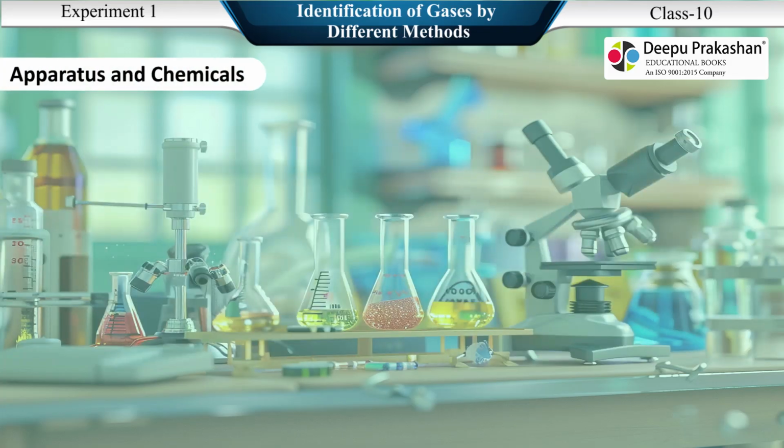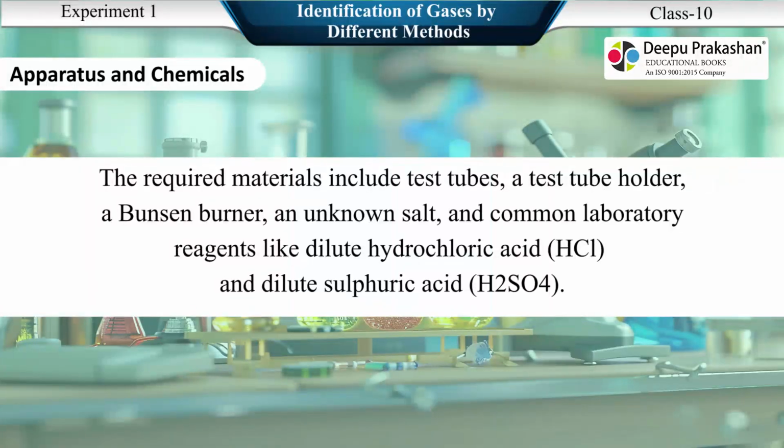Apparatus and chemicals. The required materials include test tubes, a test tube holder, a Bunsen burner, an unknown salt, and common laboratory reagents like dilute hydrochloric acid and dilute sulfuric acid.